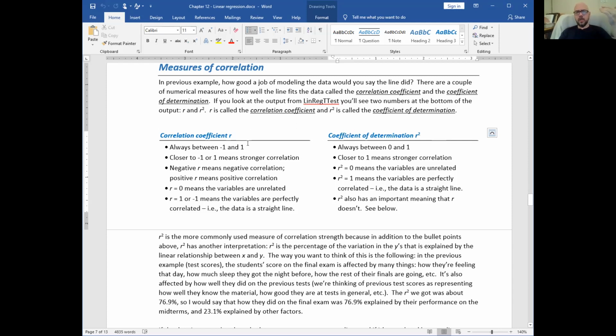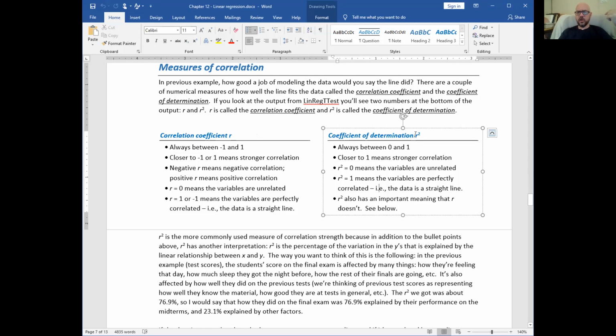R is always between -1 and 1, and closer to either end, either 1 or -1, is more correlated. So 0 is uncorrelated, and 1 or -1 is strongly correlated, like perfectly linear, actually. The plus or minus sign just refers to the direction of the relationship, right? A positive linear relationship is a positive number, and a negative linear relationship is a negative number. But 1 and -1 have equal strength, just in opposite directions.